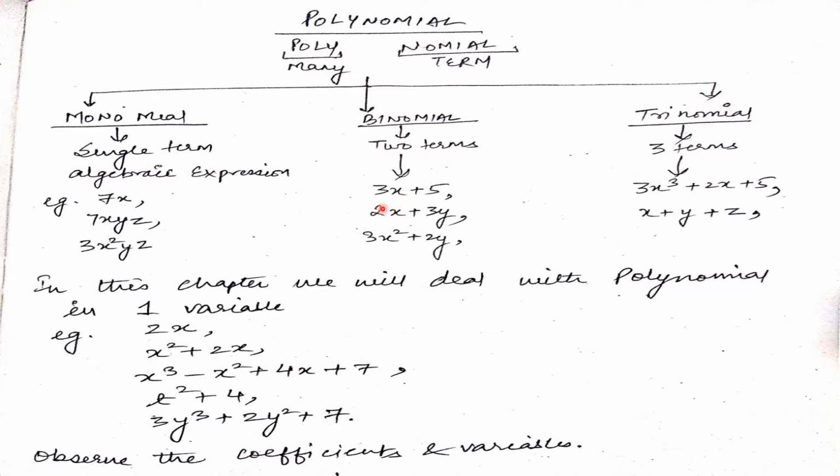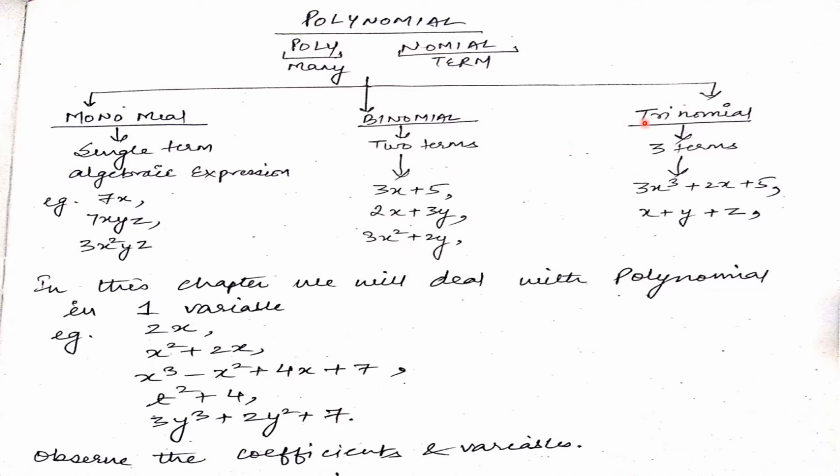Example 3x plus 5. You can see the first term is 3x and the second term is 5. Similarly, 2x first term, 3y second term. 3x square plus 2y, first term, second term. So they all are examples of binomial.